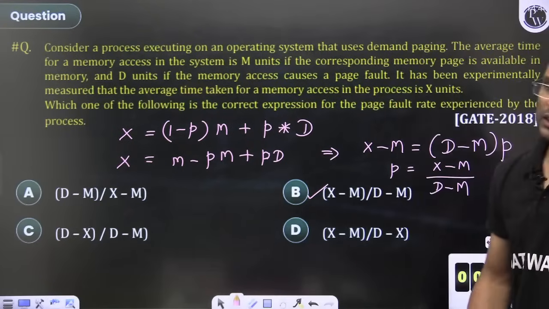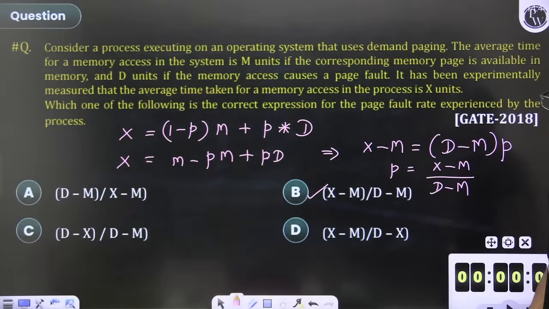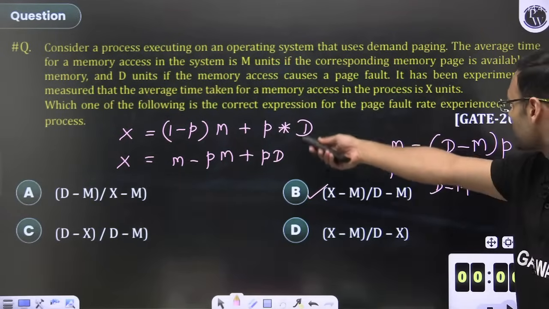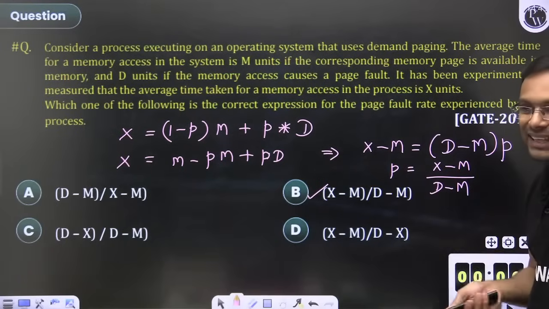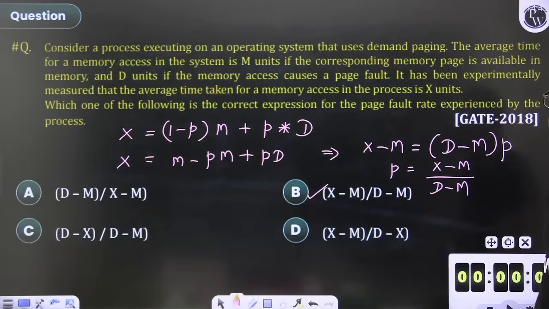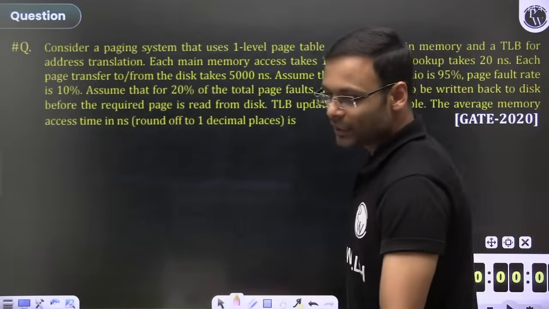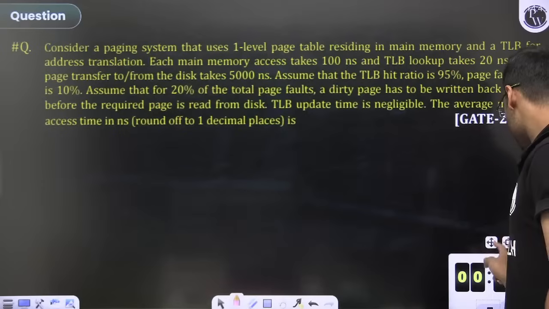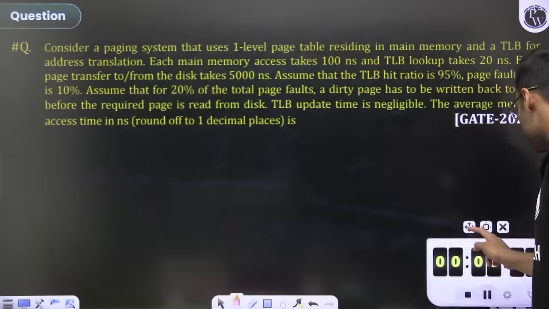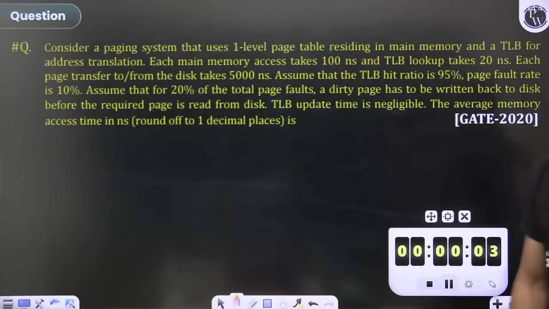That much easy a question it is. People said the 2018 paper was tough because of such questions, and this is just 4 steps. That's it, nothing else. Okay, another question, a 2020 virtual memory question. Another formula-based question. Multiple types of answers are available for this question. You can see what answer is yours.